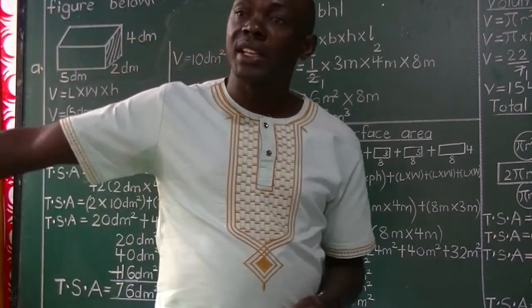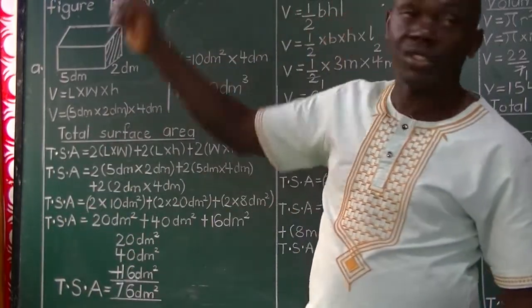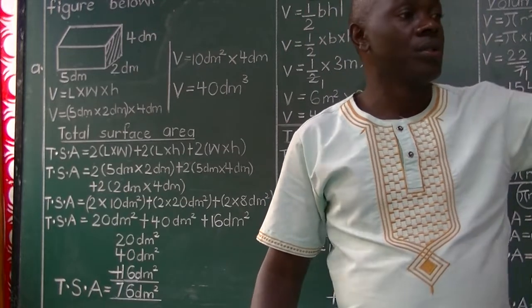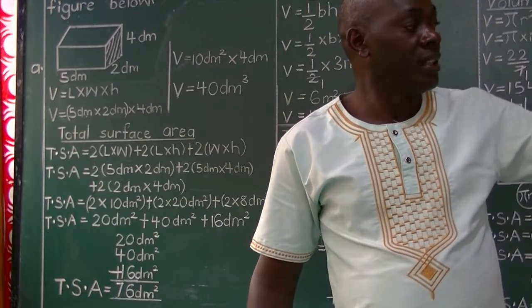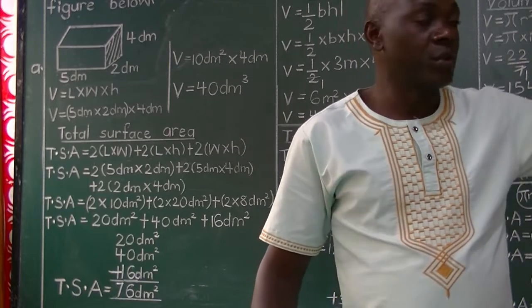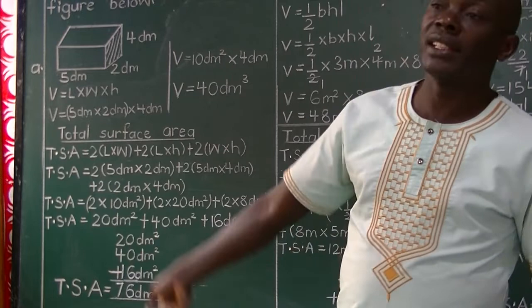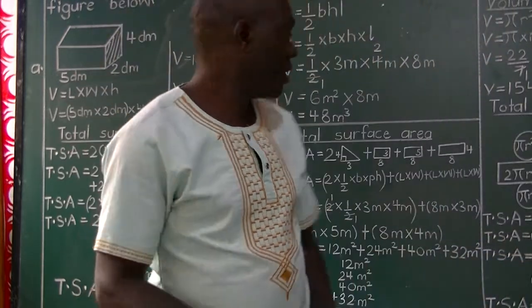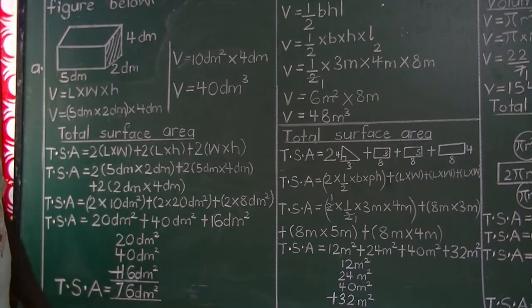Then this side and this side is of length and height. The other side also, for that wall of that room. So I've got two surfaces that are equal, of length and height. So plus 2 into length times height.